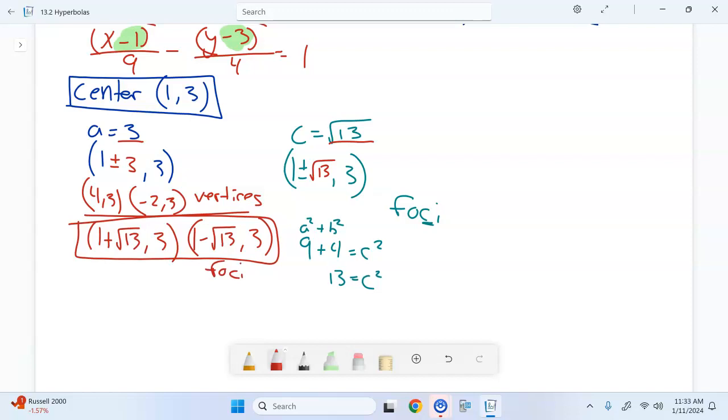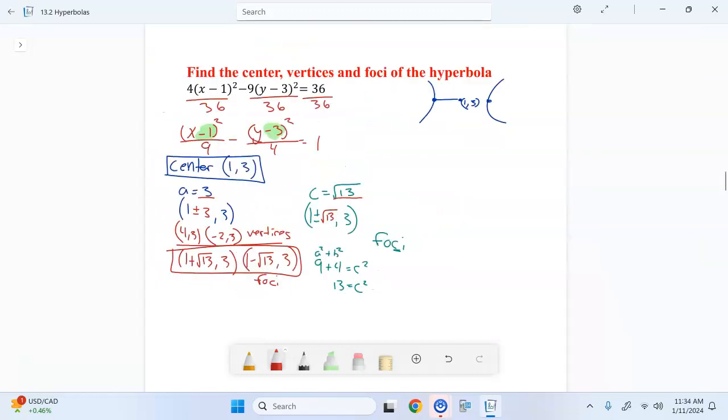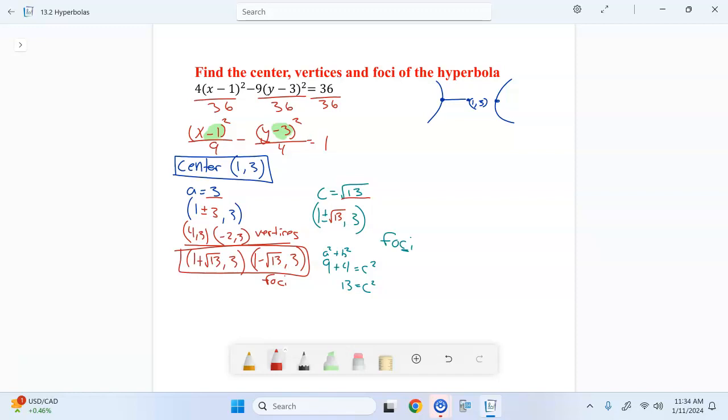Center, vertices, foci. The only thing we needed to use B for was to find C. B is useful for graphing, and for finding our asymptotes. I don't need it to find the vertices and foci, and all it asked for was center, vertices, and foci. B is used to find C, B is used to find the asymptotes, but we don't need it for anything else.